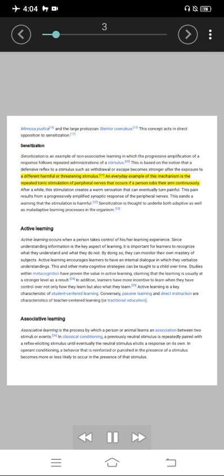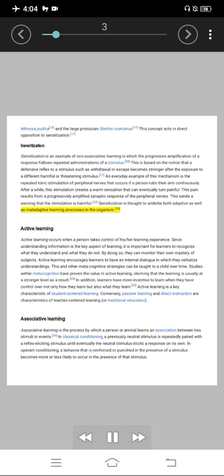21. An everyday example of this mechanism is the repeated tonic stimulation of peripheral nerves that occurs if a person rubs their arm continuously. After a while, this stimulation creates a warm sensation that can eventually turn painful. This pain results from a progressively amplified synaptic response of the peripheral nerves. This sends a warning that the stimulation is harmful. 22. Sensitization is thought to underlie both adaptive as well as maladaptive learning processes in the organism.